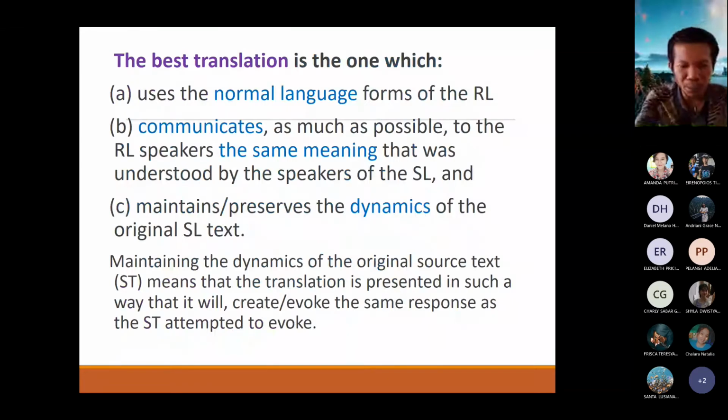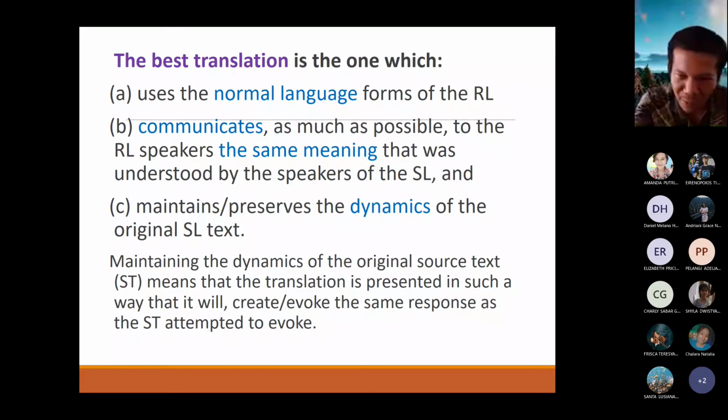How does someone make his translation as good as he can? The experts in the translation field generally say that a good or the best translation is when the translators use natural language in their translation result, and the translation result communicates as much as possible to the reader of the text, meaning it communicates the same meaning. So the readers of the text will feel that it is a text written by a native speaker of the language. And the best translation maintains or preserves the dynamics of the original.